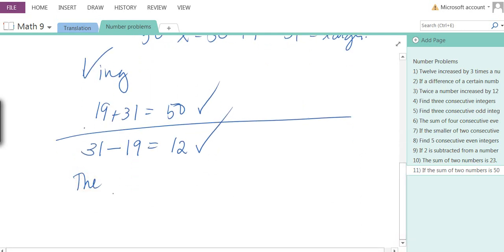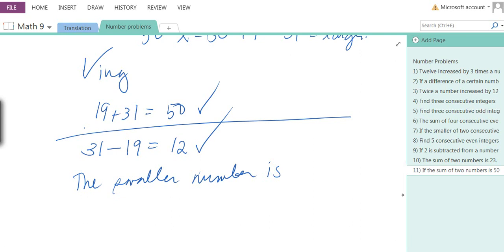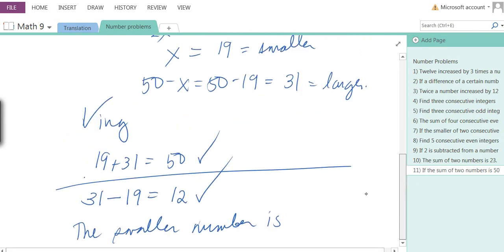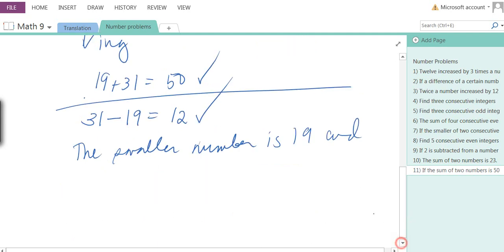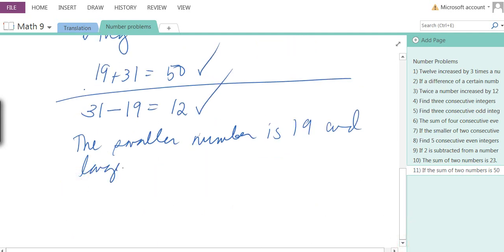So the smaller number is 19 and the larger number is 31.